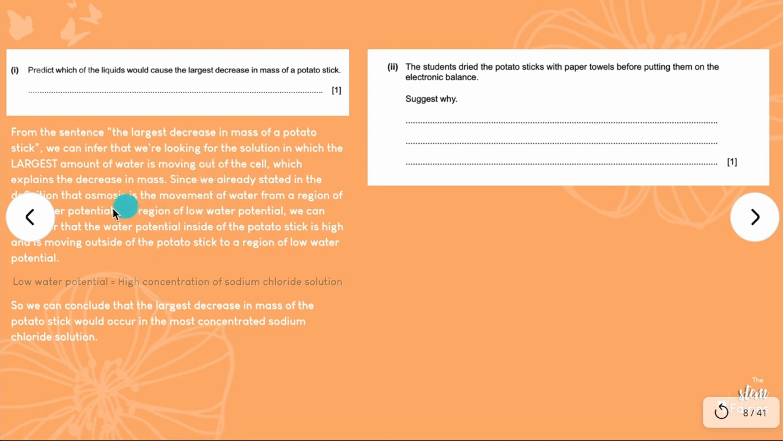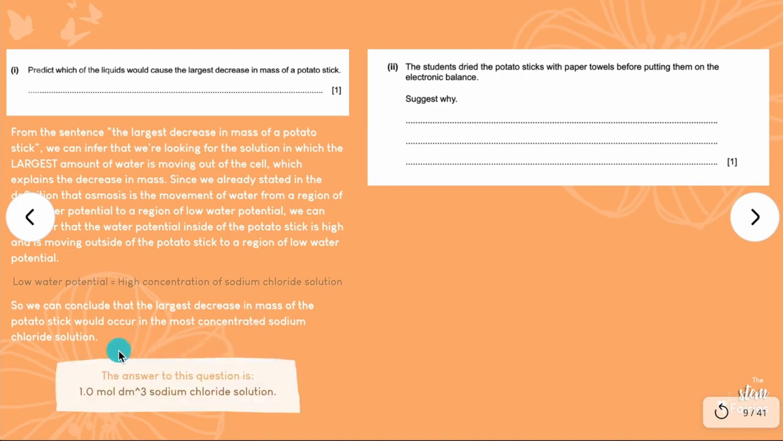So since we already stated in the definition of osmosis that it's the movement of water from a region of high water potential to a region of low water potential, we can come to the conclusion that the water potential inside of the potato stick is high and the water is moving outside of the potato stick to a region of low water potential. After going through all of this analysis, we can come to the conclusion that low water potential, which in this case would be outside of the potato stick, would have a high concentration of sodium chloride. So the lowest water potential region would have the highest concentration of sodium chloride solution. So from here we can conclude that the largest decrease in mass of the potato stick would occur in the most concentrated sodium chloride solution. The answer to this question is 1 mole per decimeter cube sodium chloride solution.